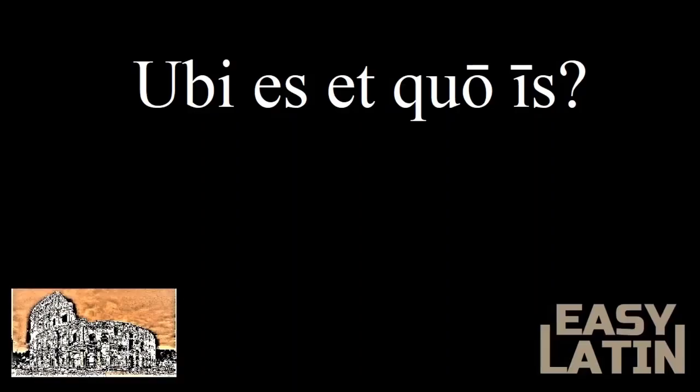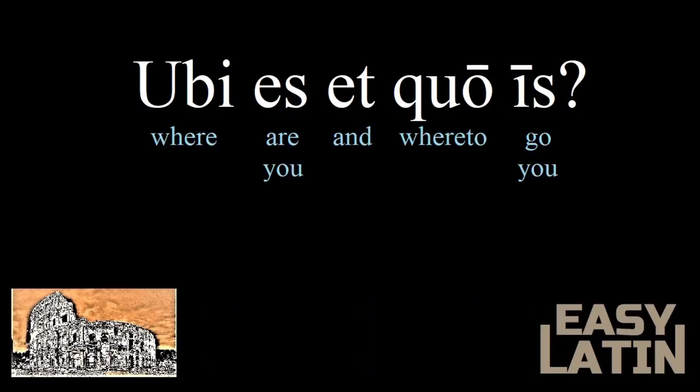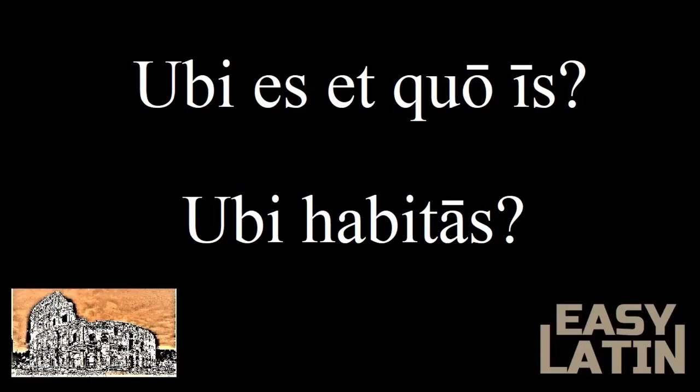First, there are two ways to say where in Latin. Ubi es et quo is. Where are you and where are you going? Ubi means where in the sense of in what place. And quo is more like where to. So how do we say where do you live? Ubi habitas.